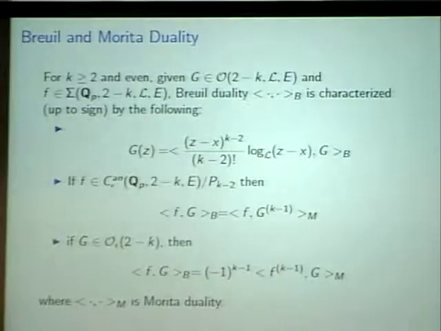You have to keep track of the signs here. I'm almost certain that I've messed it up somehow. But up to sign, these are the characterizing properties. And similarly, if you do this on the locally analytic side, if your function happens to have no logarithmic singularities, and you want to pair it, then you take the k minus first derivative of the function on the upper half plane, which kills the log terms, and then take the pairing. So this is a generalization of this Morita pairing.